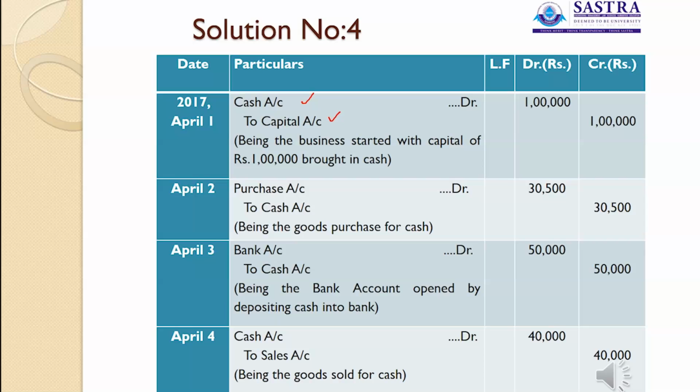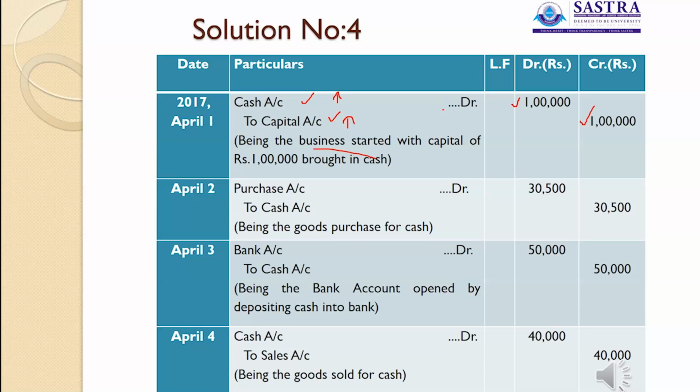So cash increases, increase in asset, and cash is a real account. Debit what comes in, so cash account will be debited. Increase in asset means the transaction will be debited. Then capital also increases, so the capital account will be credited, rupees 1 lakh. So the journal entry for this transaction is cash account debit to capital account rupees 1 lakh. The narration for this transaction is being the business started with capital of rupees 1 lakh and brought in cash.